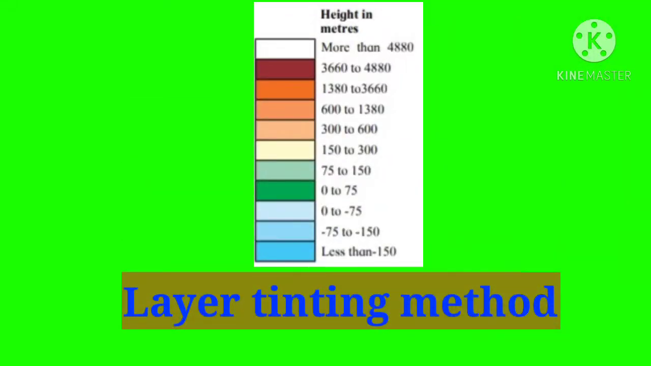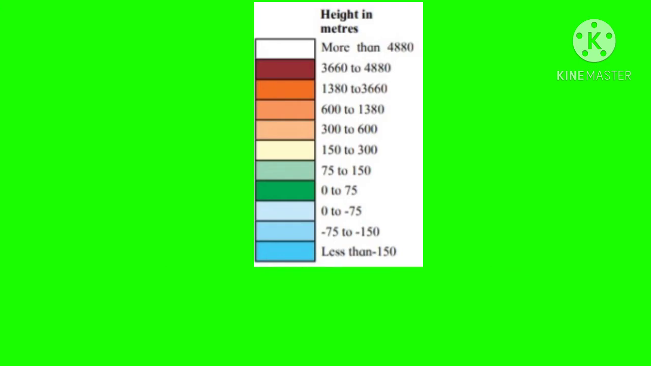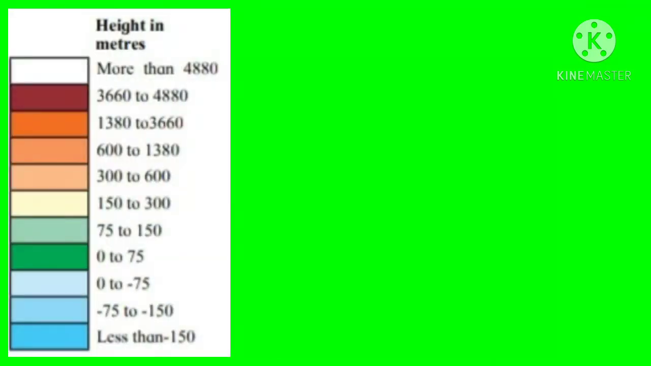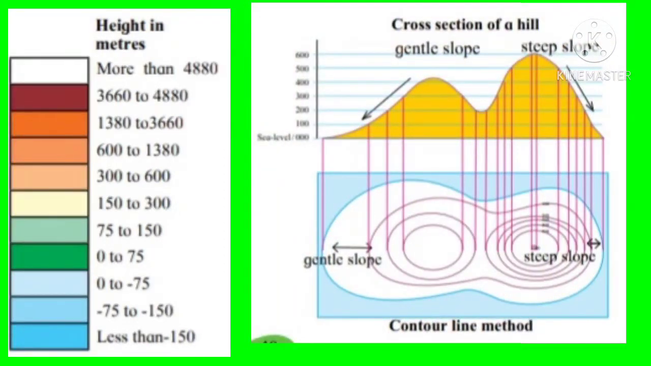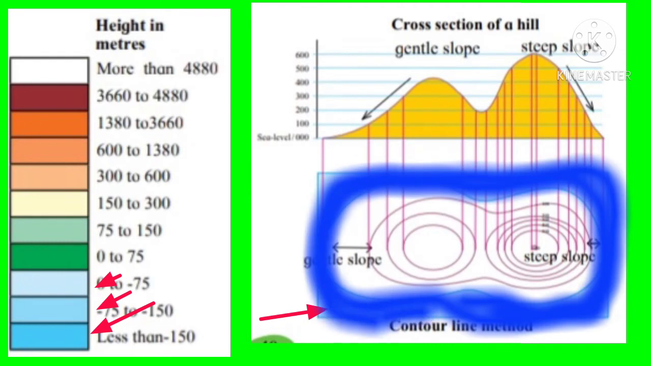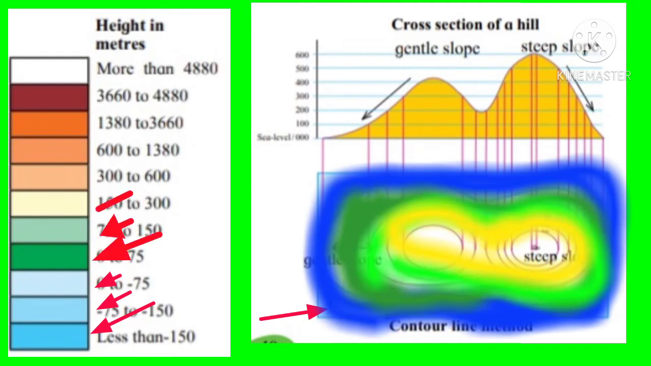The second method is the layer tinting method. This method is based on contour lines. In this method, the spaces between the contour lines are filled with color. Each color indicates a specific height. For example, water bodies are colored blue, whereas the adjoining land is colored dark green. Land higher than that is colored light green. Next higher land is colored yellow, and so on.